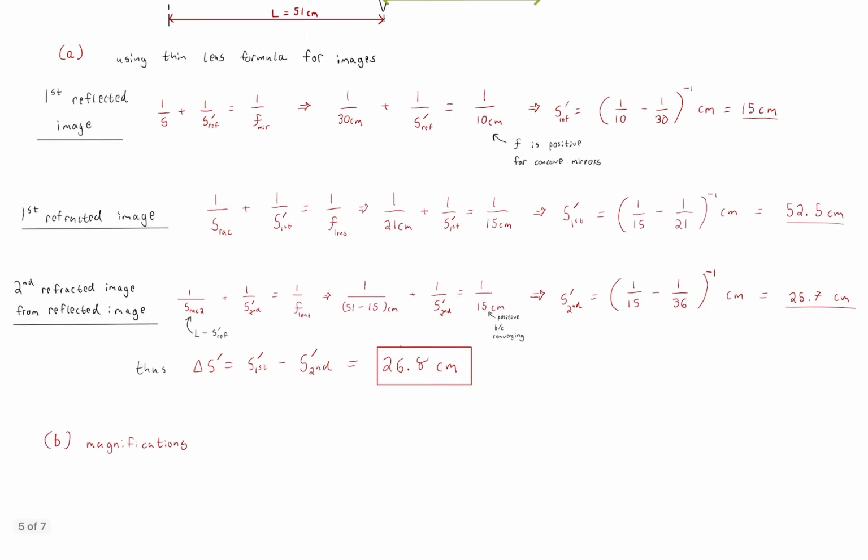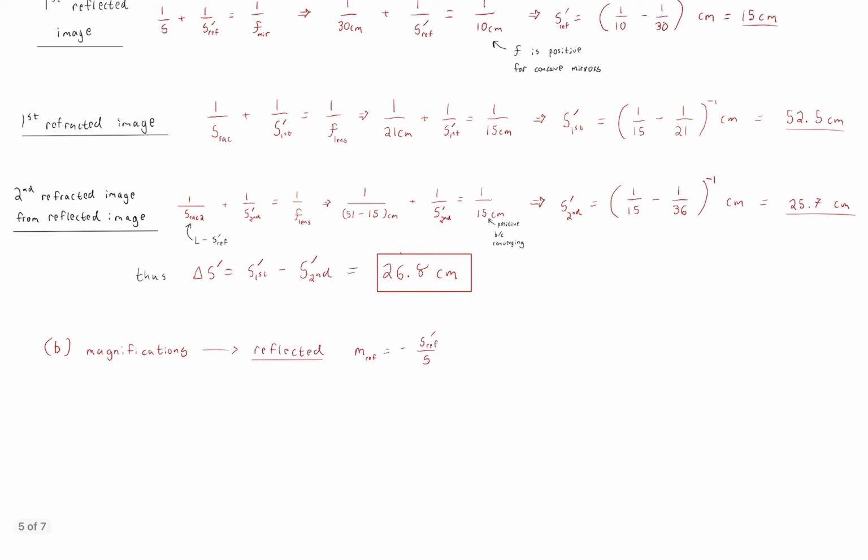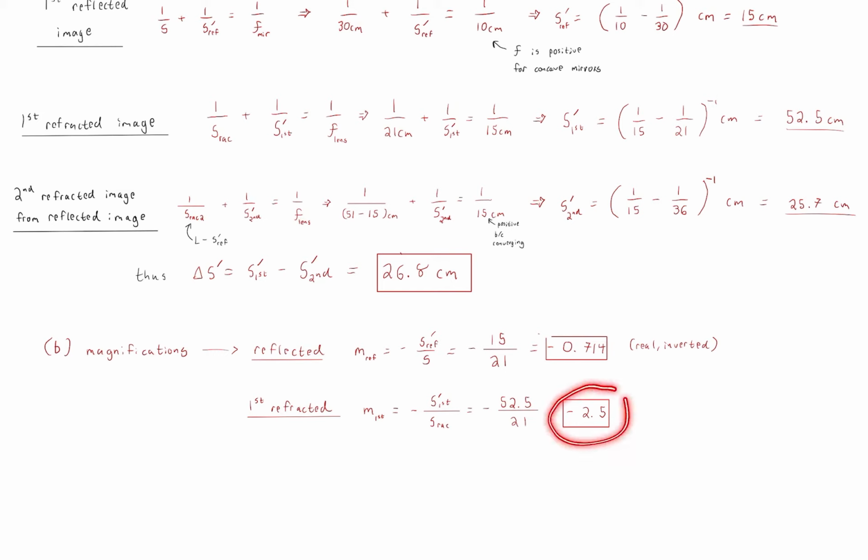All right, well, in this case, we'll consider all three images. Okay, so the reflected one has a magnification of negative 0.714. It was real and inverted. The first refracted one, the first one created by the lens, has a magnification of negative 2.5. It is also real and inverted.